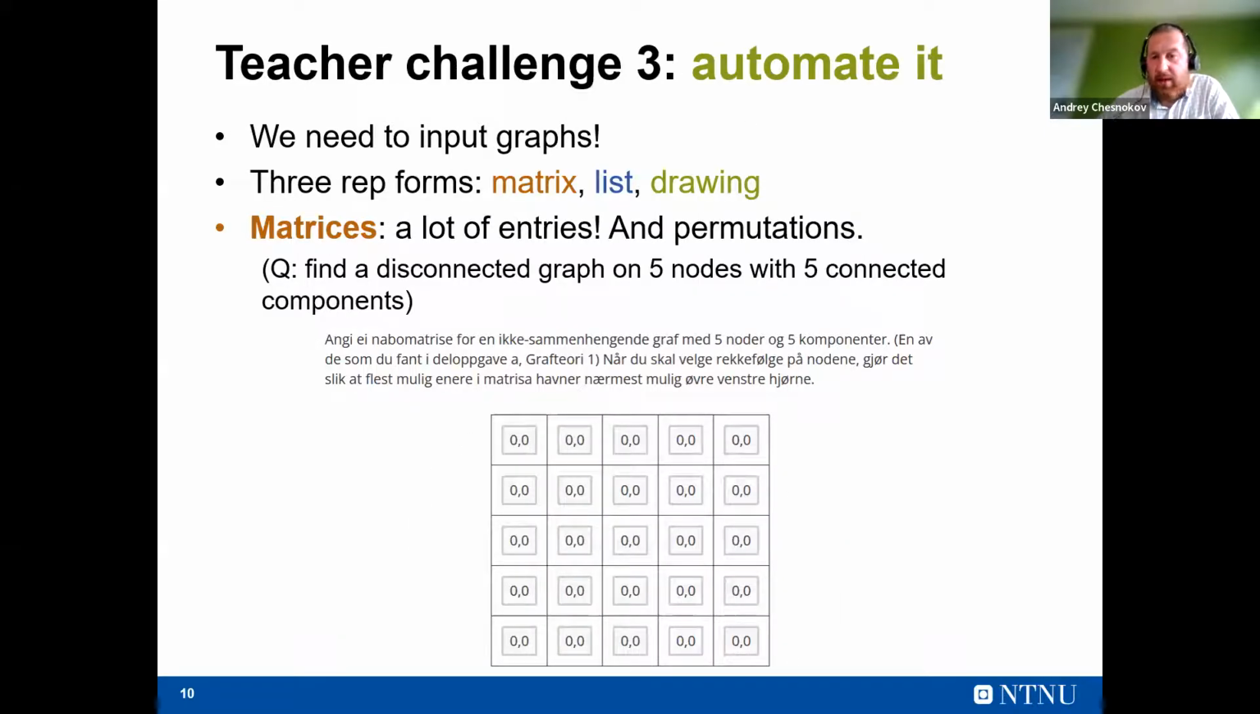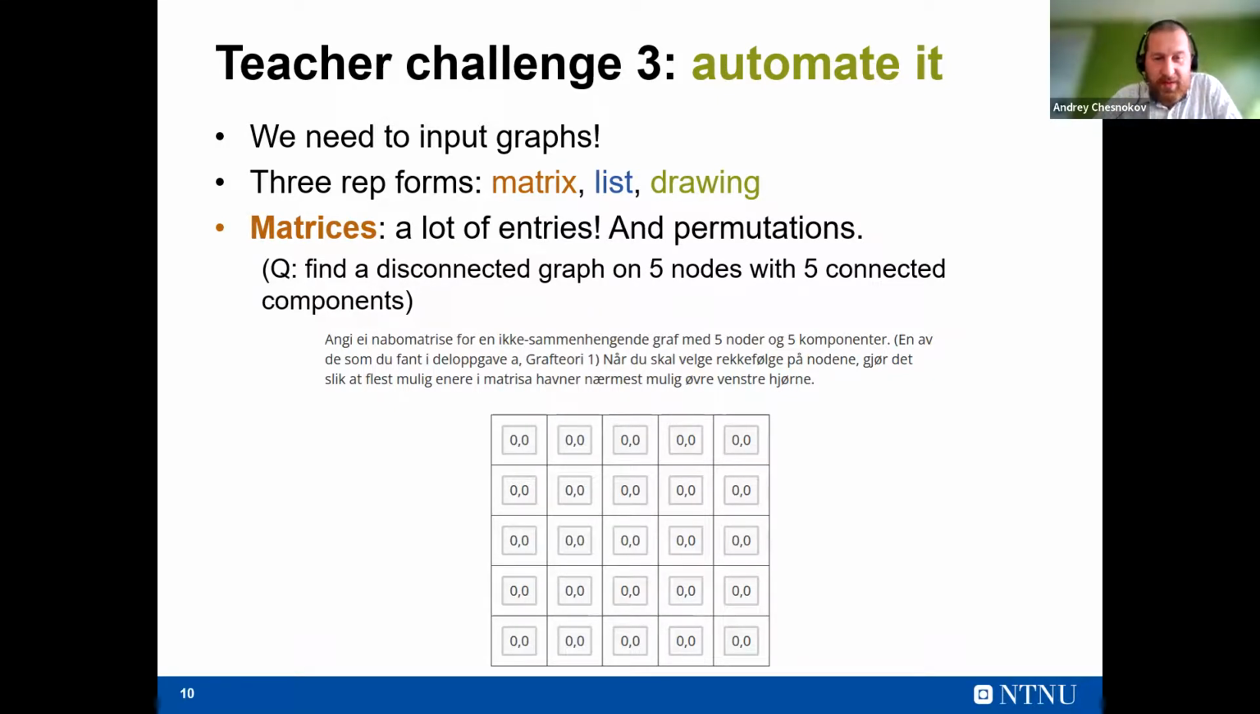So when we come to the computer business, we meet the next challenge, and the challenge is that we need to input the graphs. And in computer science, there are 3 representation forms, which are matrix, list, or drawing. And we have tried a few. Actually, we have tried all of them.